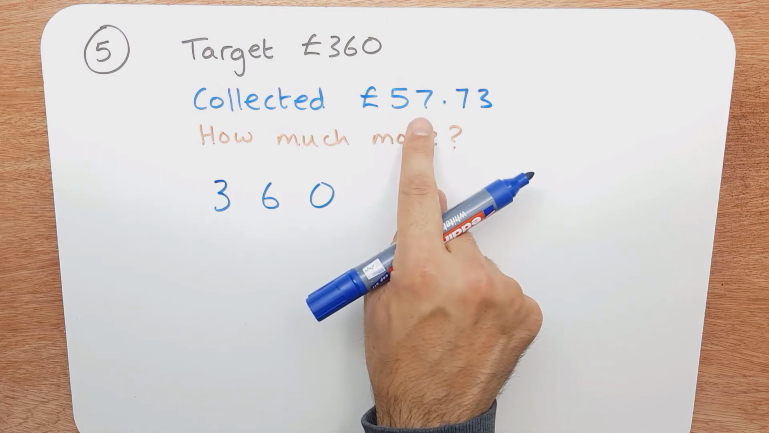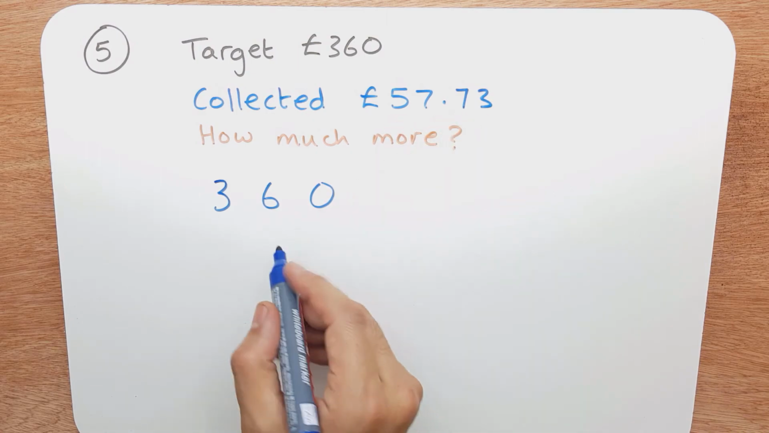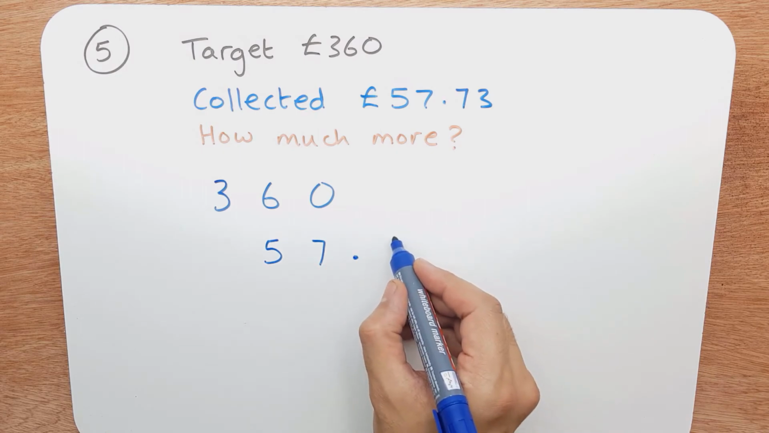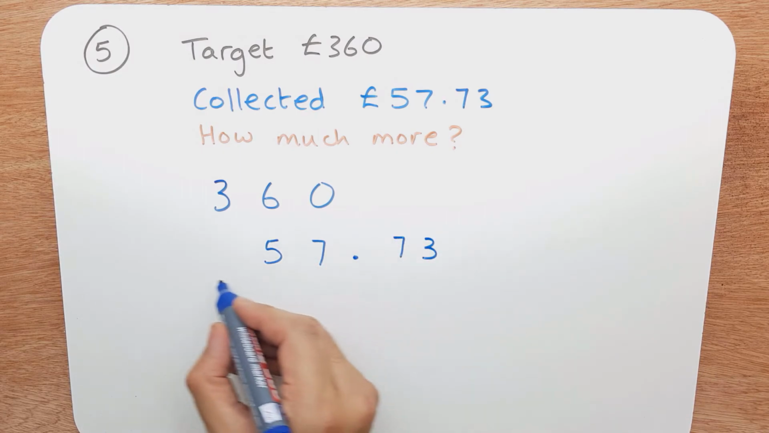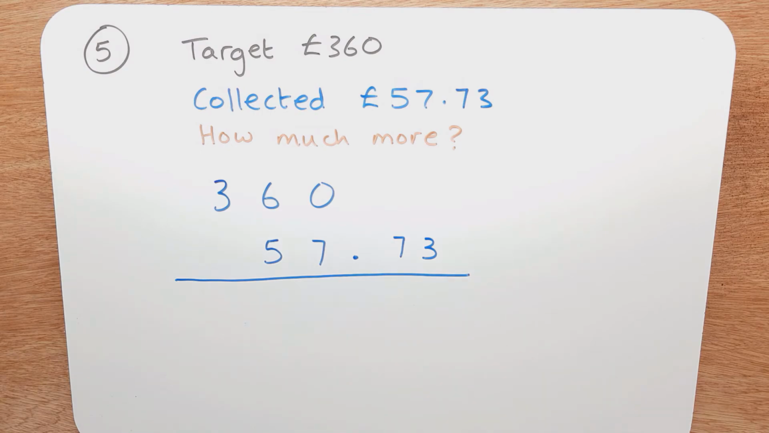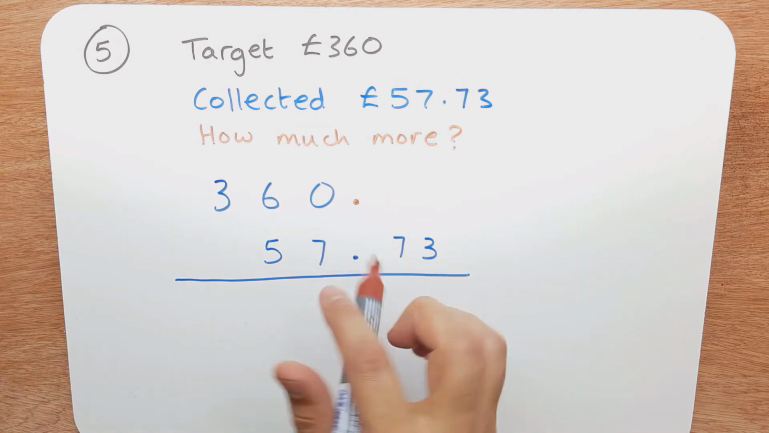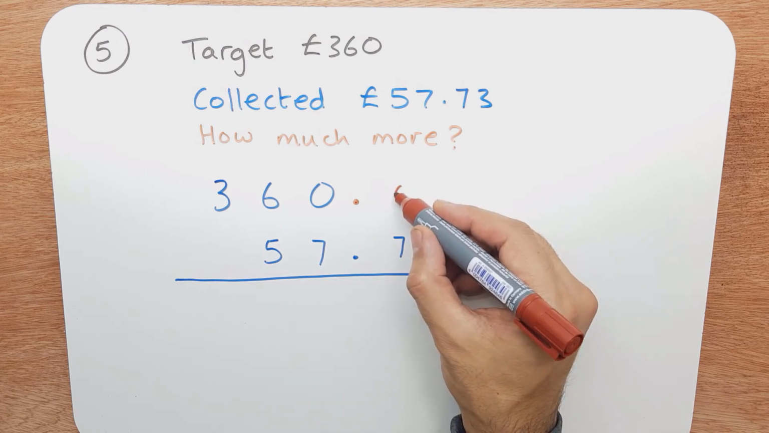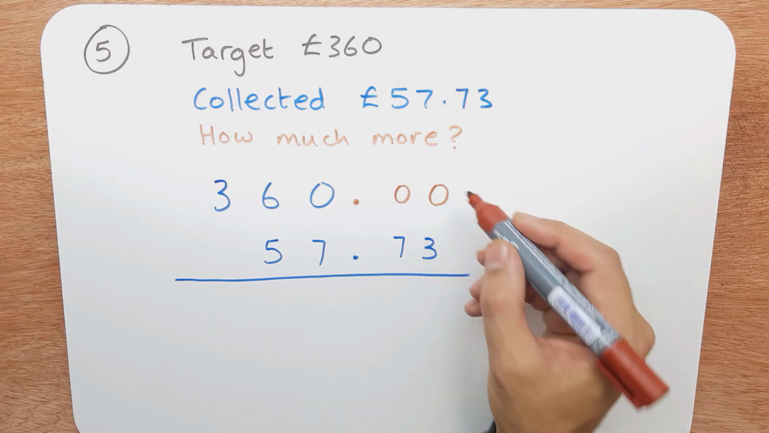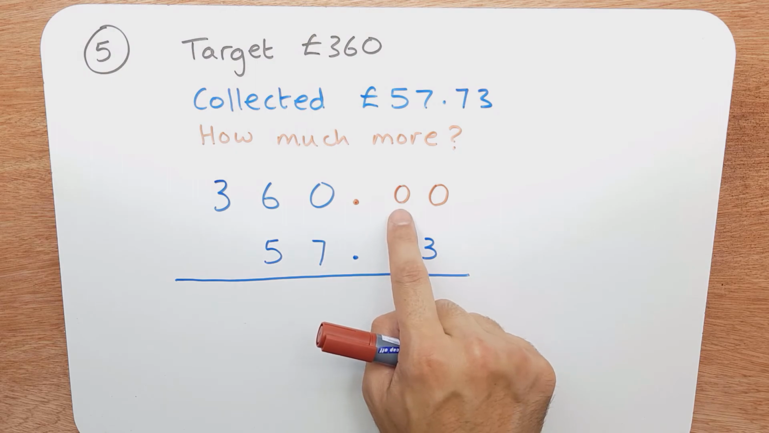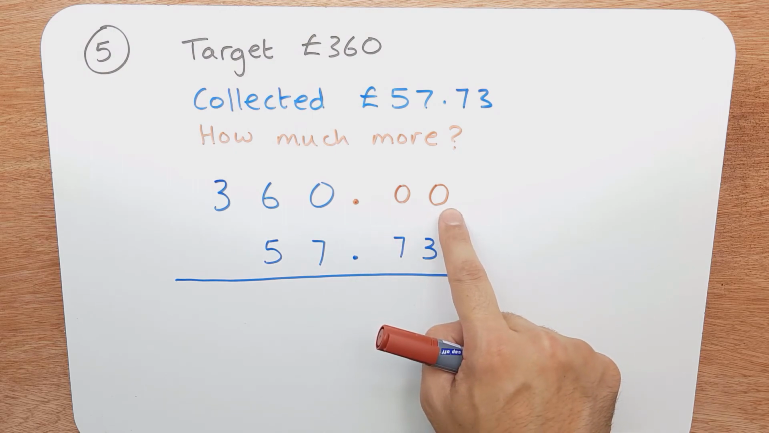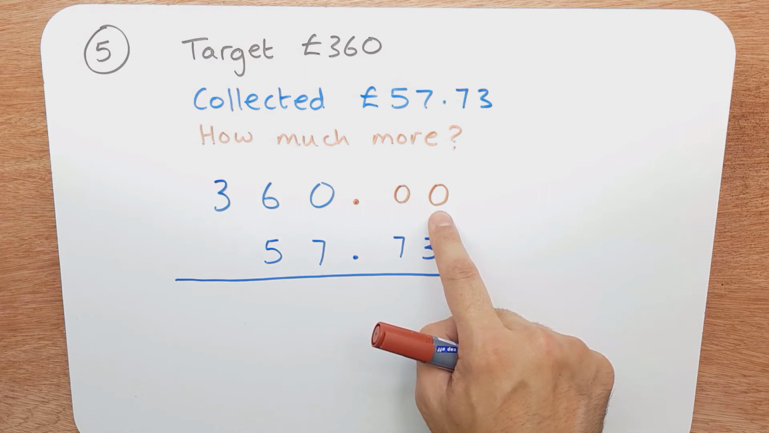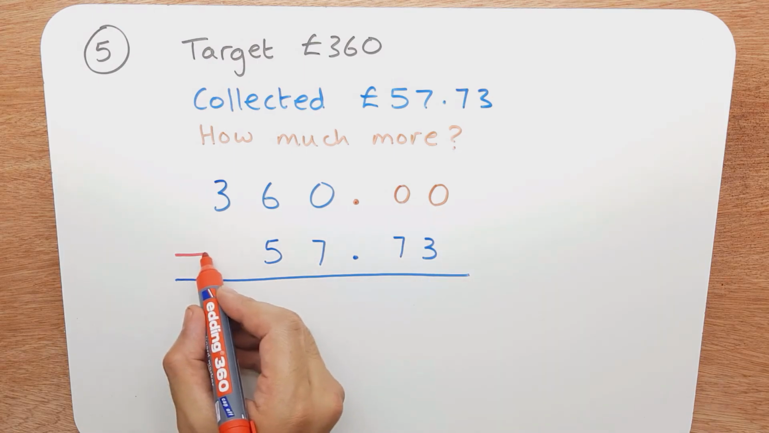And then £57.73 carefully. So £57.73. Now, let's put a decimal point here to make this easier to do, and we're going to put 2 helpers here. So there's no pence here, but we've put 2 zeros to help us with the calculation. So we're going to take these 2 away.